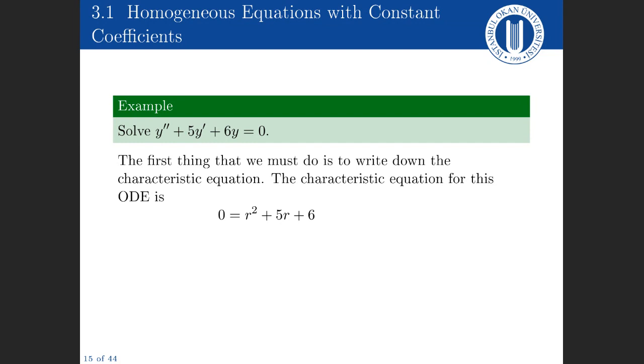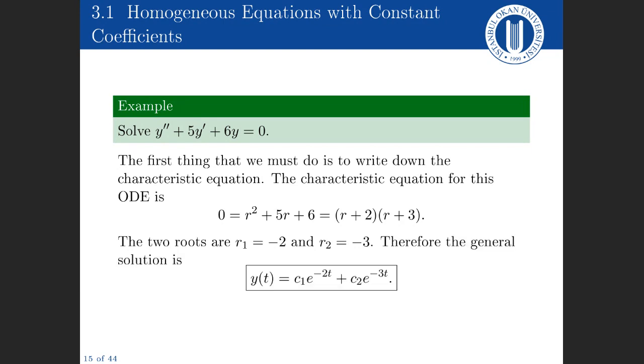We want to find the numbers r which satisfy the characteristic equation. By factorizing it, we can see that they must be minus 2 and minus 3. As soon as we know these two roots, we can write down the general solution to the equation. Therefore, the general solution is a constant C1 e to the power minus 2t plus a constant C2 e to the power minus 3t. And that's it. That's all we need to do to solve this differential equation.